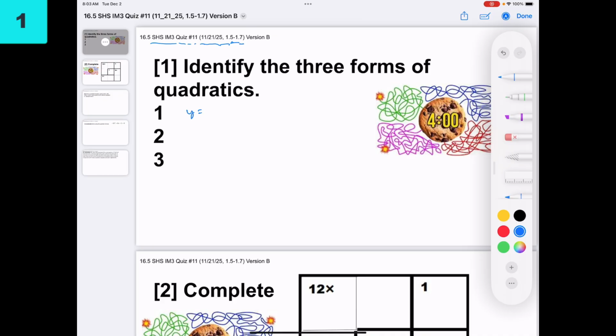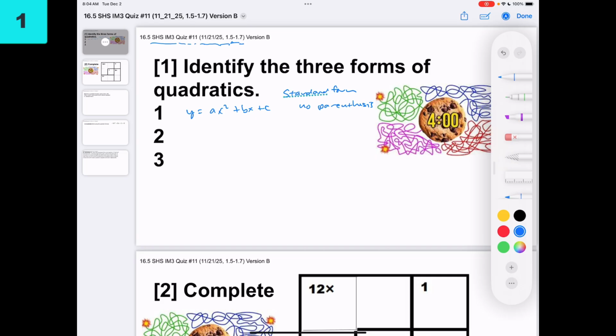So when you have no parentheses, this is standard form. Let's write that standard form, because I told you guys you had to do both. You got to do both name and formula.